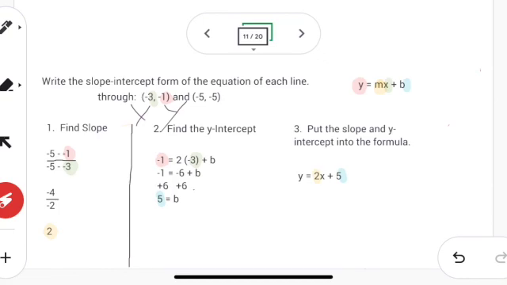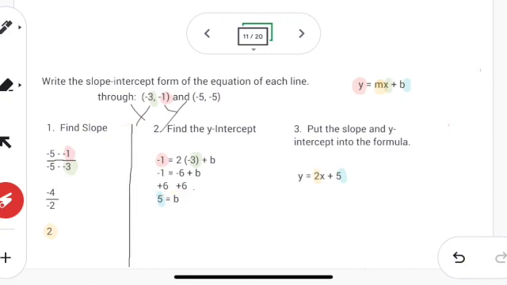And so remember, parentheses here mean that I'm going to multiply, so I multiply 2 times -3, which is -6. And then I just rewrite the -1. And then the opposite of -6 is +6. And so I would add 6 to both sides. And -1 plus 6 is 5.